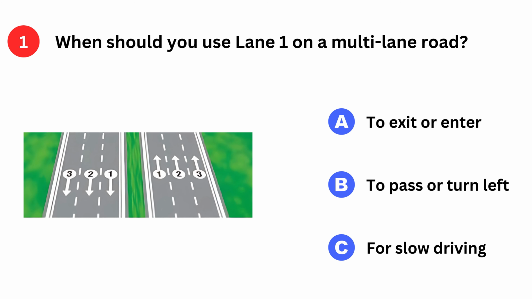When should you use lane 1 on a multi-lane road? Option A. To exit or enter. Option B. To pass or turn left. Option C. For slow driving.